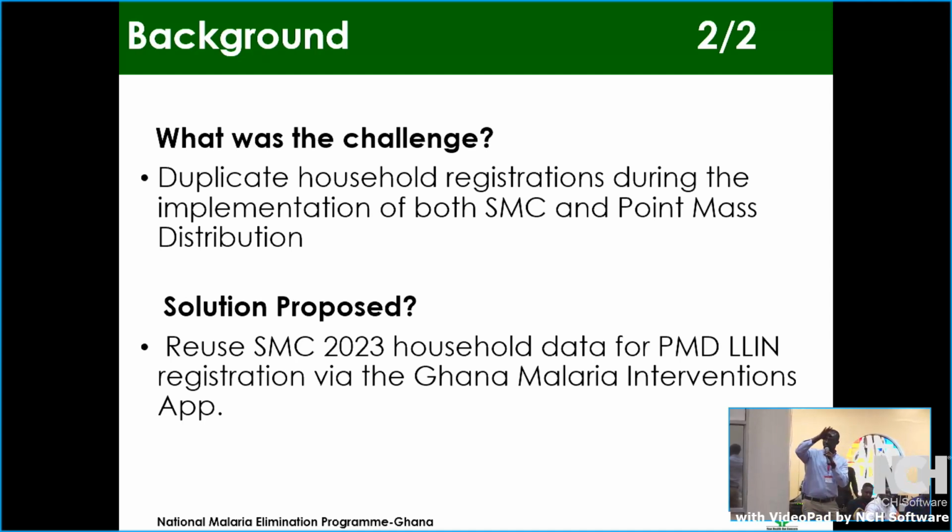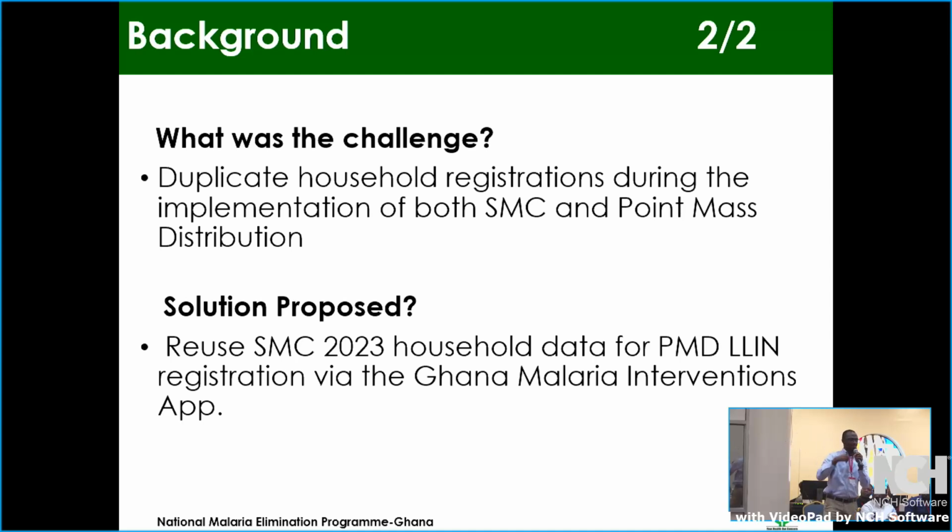So in order to eliminate that, since we already had household data from SMC in the SMC regions, including the household name, the administrative data, the first name, last name, the ID number, and all of that, we decided to reuse the SMC household data from 2023 in 2024. So the household data was already in the system, and during the registration, all they did was to recall that data back to the tablets and then update it, since we didn't have the number of people in the household, but only the number of children in that particular household.